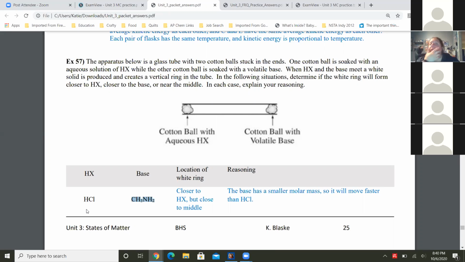There was a multiple choice question about this too on your practice, where it said which set would give you a reaction really close to the middle. So if we want the reaction closest to the middle, then we want the molar masses to be really close to each other. Okay, that makes sense. Thank you.